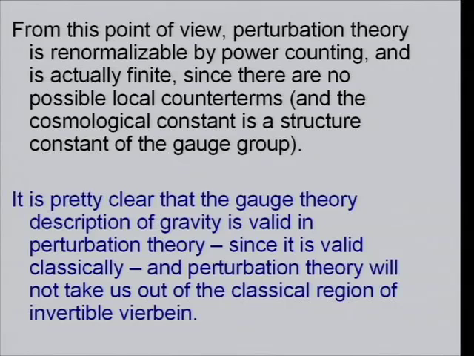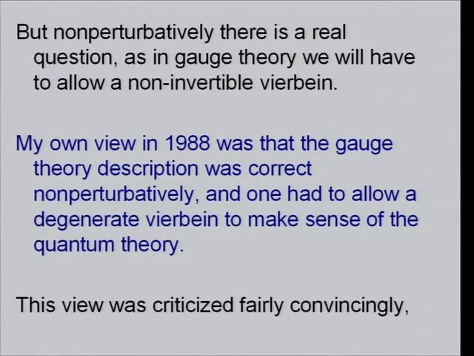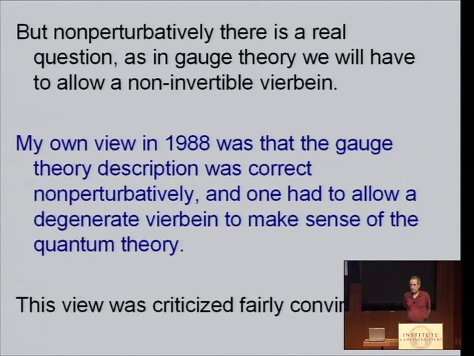Now, quantum mechanically, it's not totally clear that this is valid because we assume the Vierbein to be invertible, and it's not totally clear we're allowed to assume that classically. But this transformation was valid classically, and therefore it's valid in perturbation theory, because perturbation theory is infinitesimally close to the classical description. Perturbation theory won't take us out of the classical region where the Vierbein's invertible. But non-perturbatively, there's a real question. As in gauge theory, we'll have to allow the Vierbein to not be invertible.